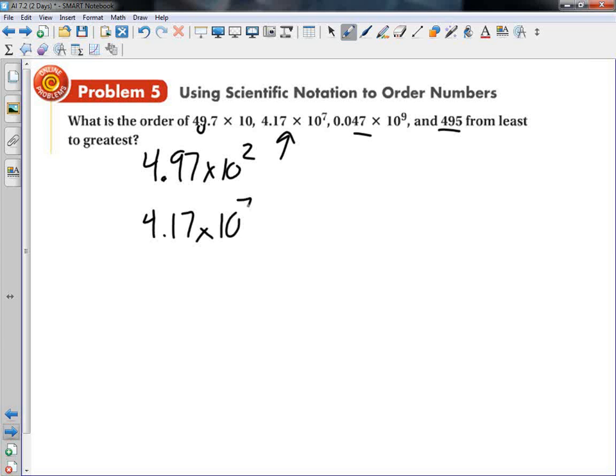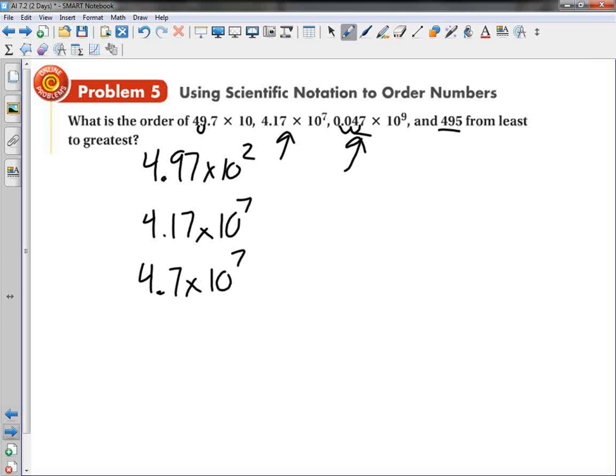Number 3, well, we need to move that decimal place 2 spaces to the right to make it 4.7. Now we just need to decide, how does that change my exponent? Well, if I'm moving it to the right, I'm getting rid of some of those exponents, right? These exponents are going to be getting closer to 0, which is going to give me to the 7th power because I moved it twice.